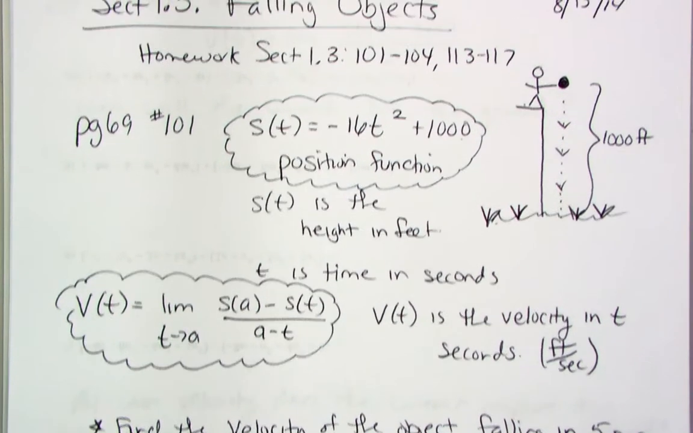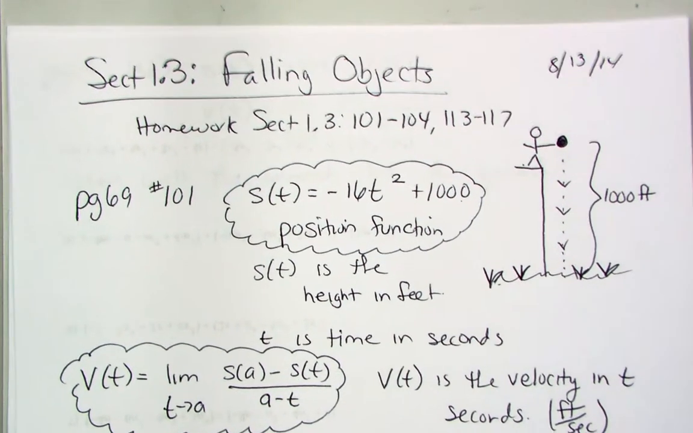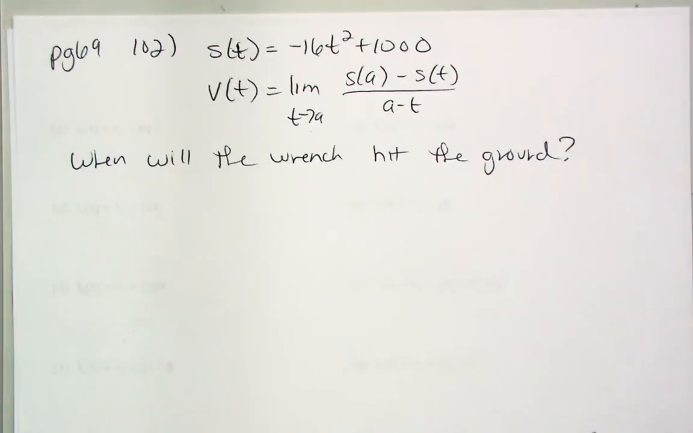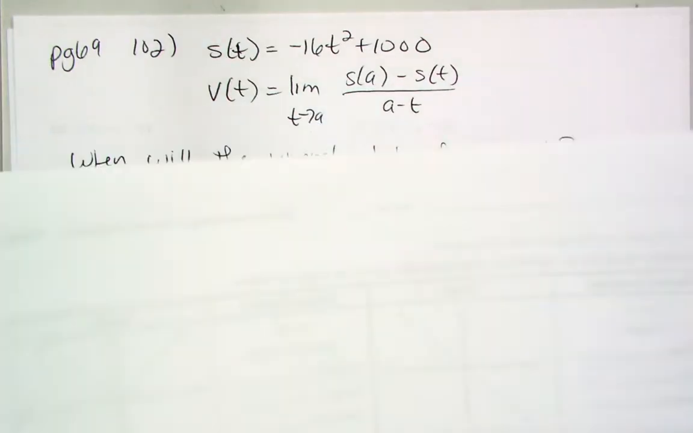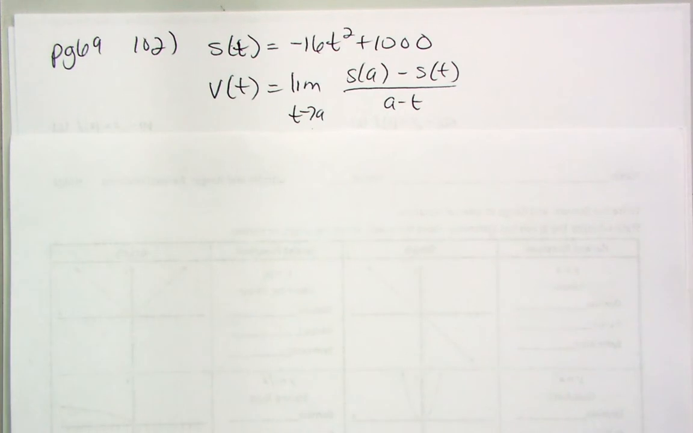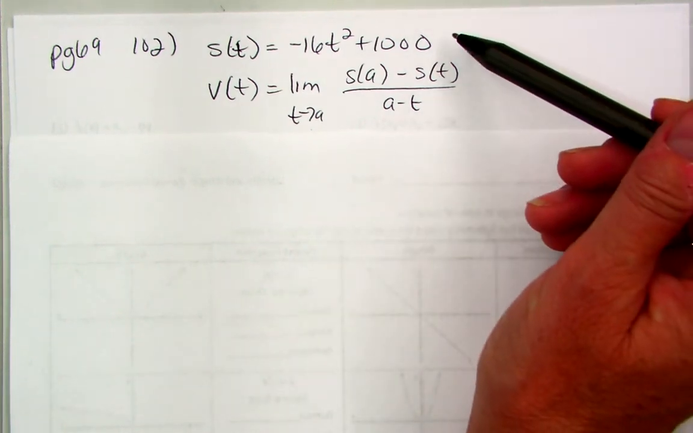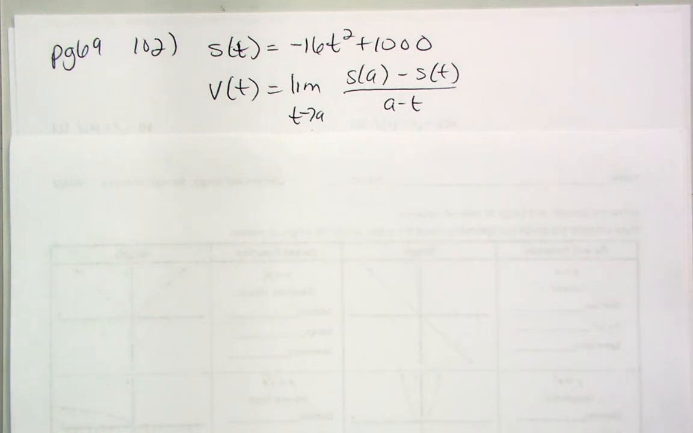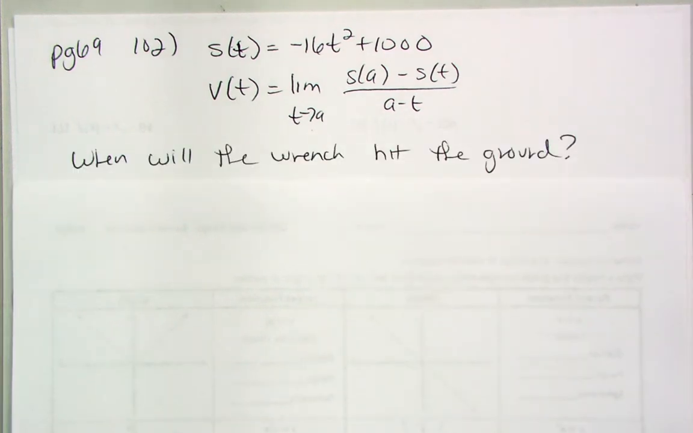Next problem. Page 169, 102. It is the same setup, that someone is going to hold a wrench 1,000 feet up from the ground and just drop it. So it's a falling object. Here's your same position function, and here's your same velocity equation. And let's see what the question is.